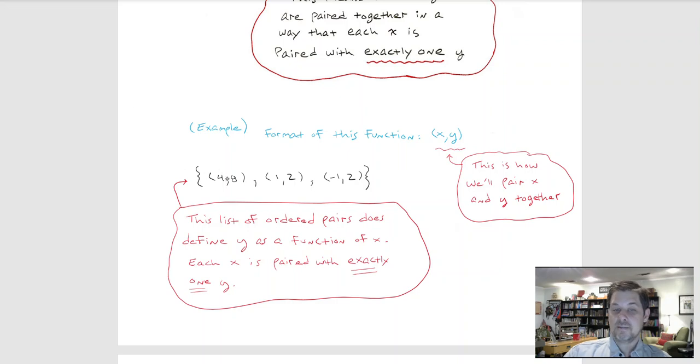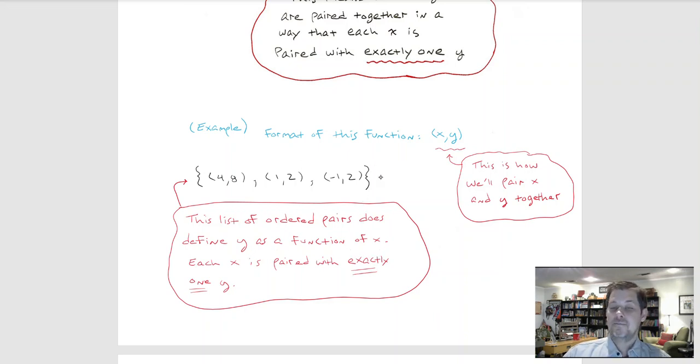Every single x, like 4, is paired with 8. If you look around, it's not also paired with some other number. And 1 is paired with 2, and -1 is paired with 2 also. So yes, it's true. Every x is paired with one and only one y. So yes, we would say that does define y as a function of x.